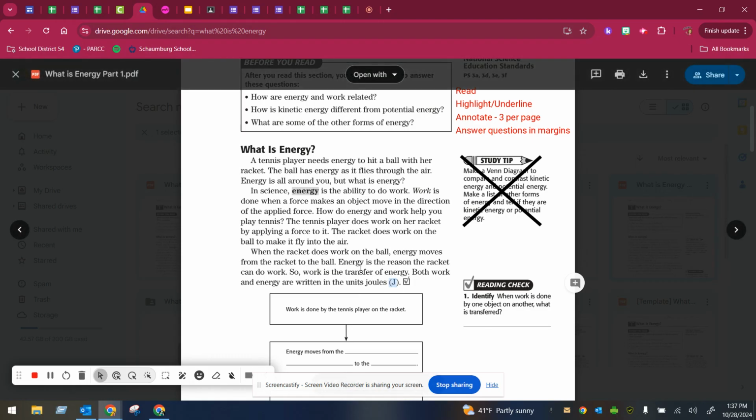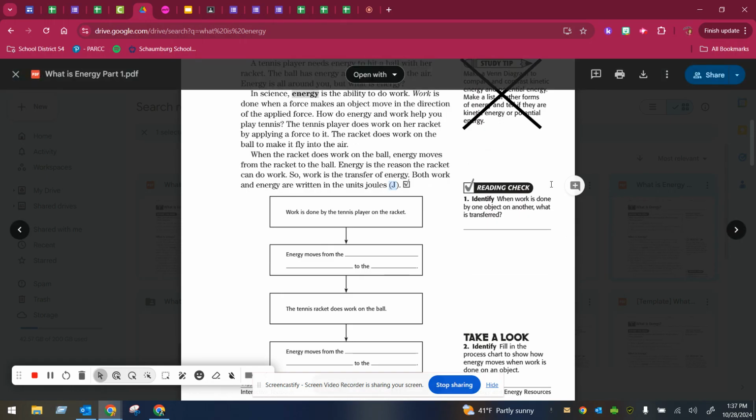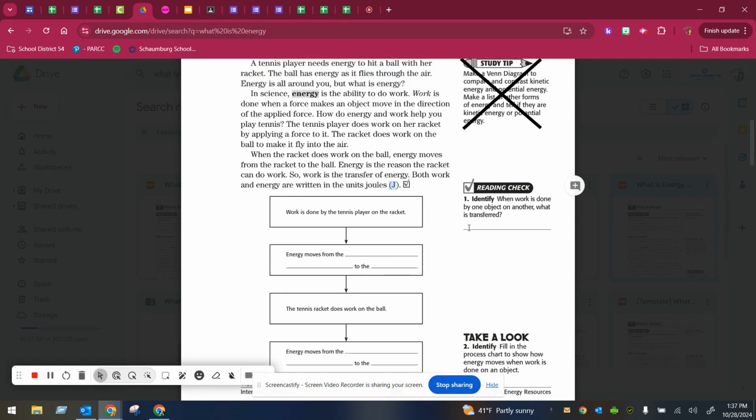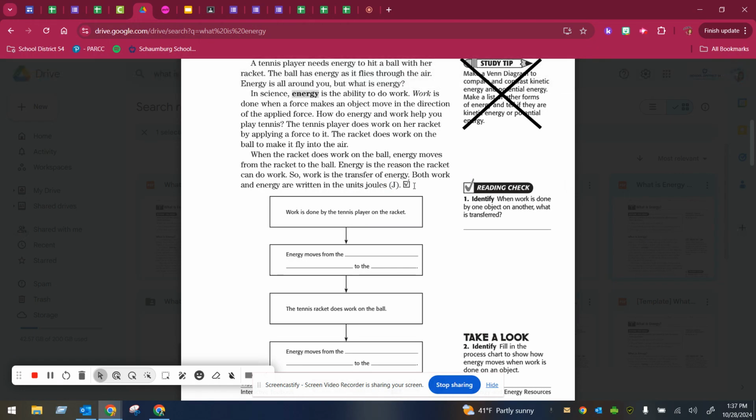After completing this page of reading, you have 2 questions in the margin here. Question number 1 says, when work is done by one object on another, what is transferred? So you're going to go back into your reading. You'll notice this check mark. If there is a check mark, the energy or the answer is going to be around that check mark.